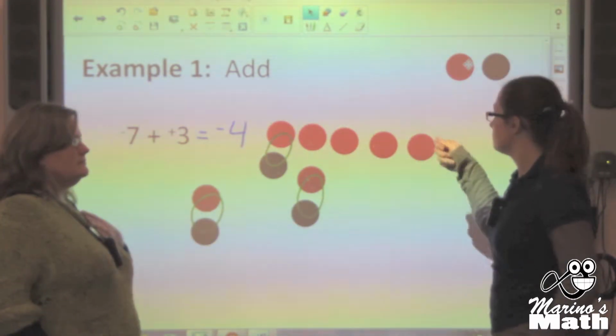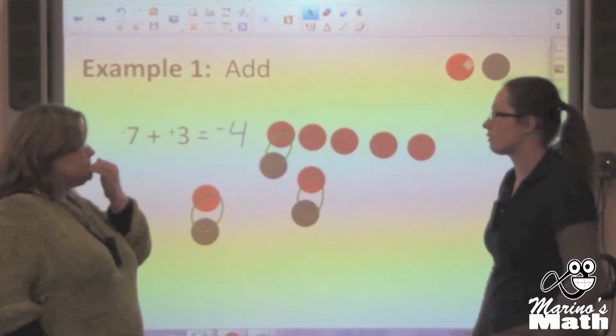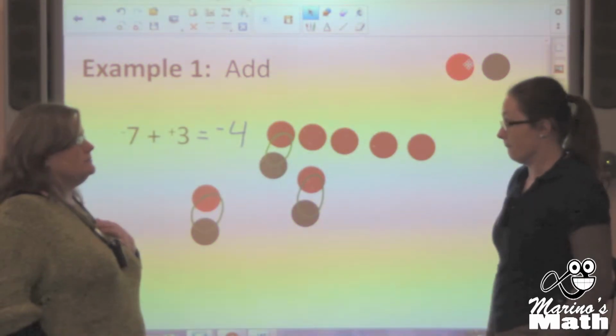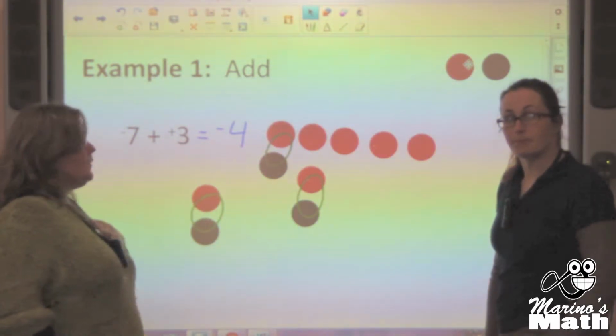Integer chips are always on the table, so use them. Or at home, you can draw them out, or you can use beans or rice, whatever you have at home, or pennies. If it helps you, you can picture them in your head too. Okay, let's try another one.